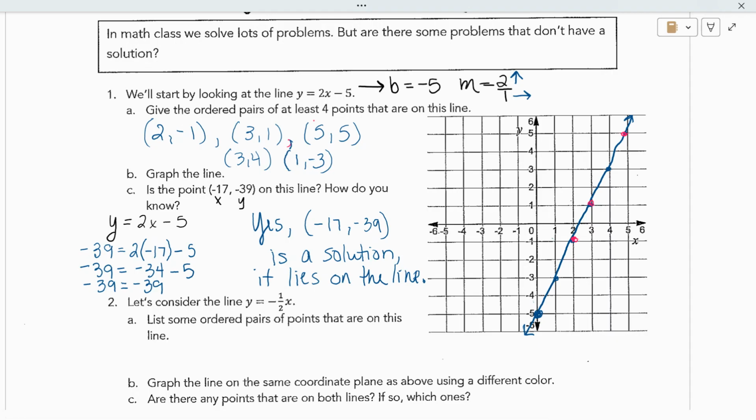So now let's consider the equation y equals -1/2 x. So let's graph this equation. I'm going to graph this one in red. What is my point of beginning? Where do I begin on this one? Victoria, what is my y-intercept? Y equals -1/2 x. What's the value of b?